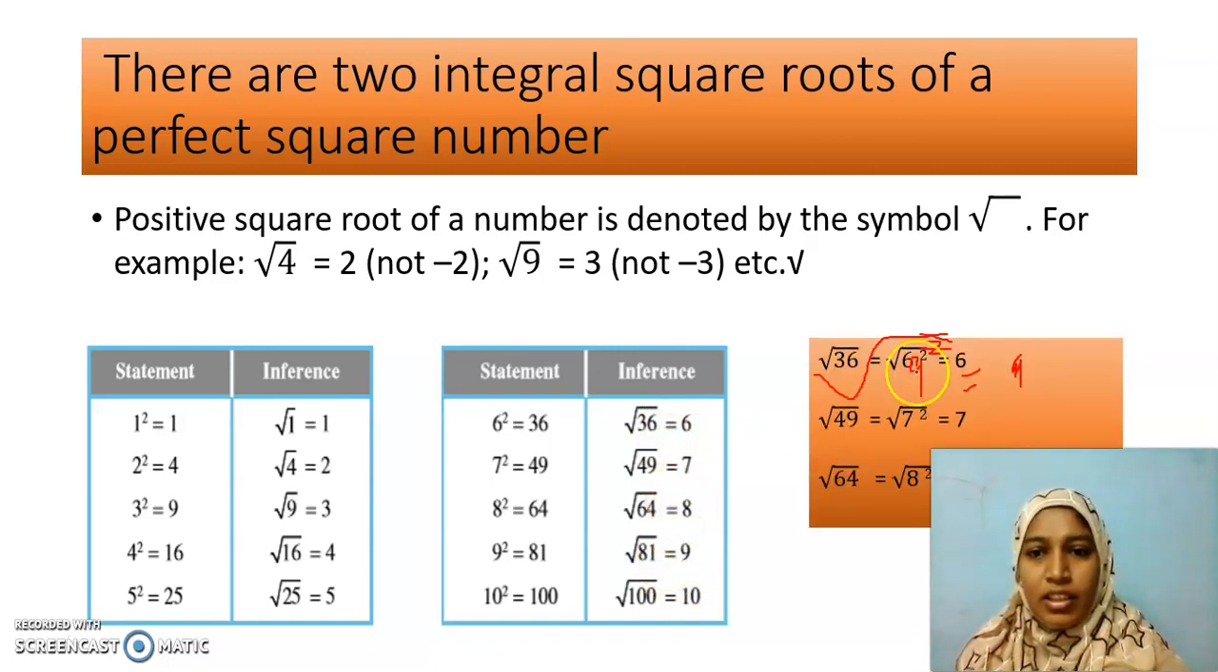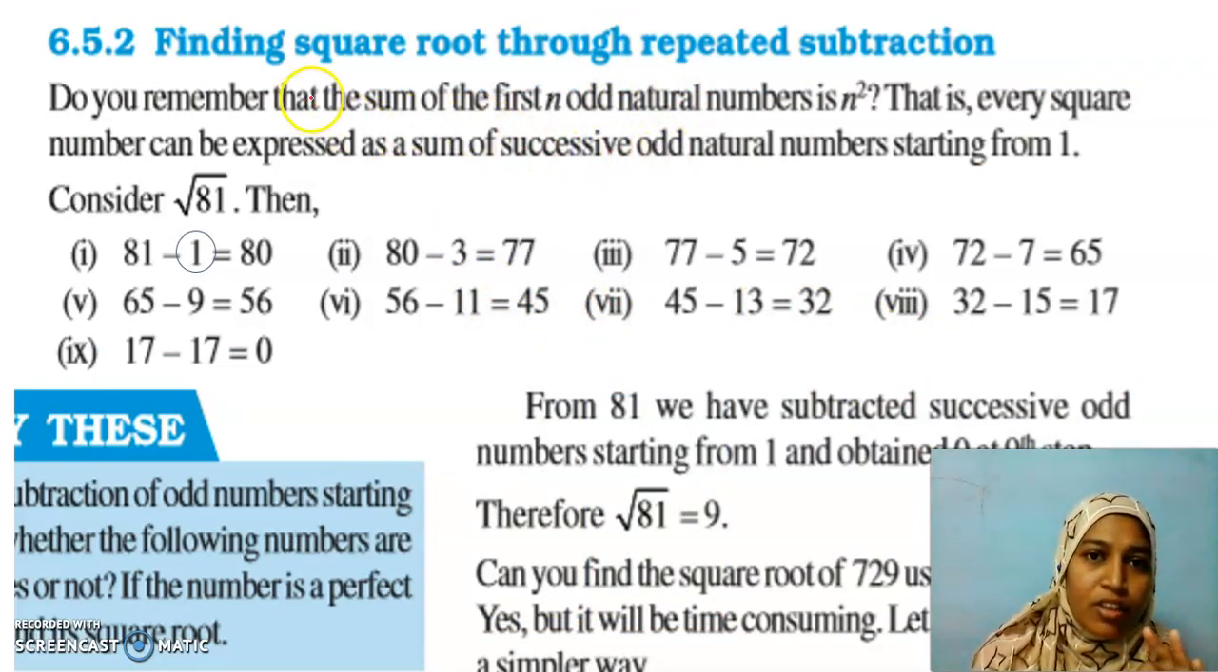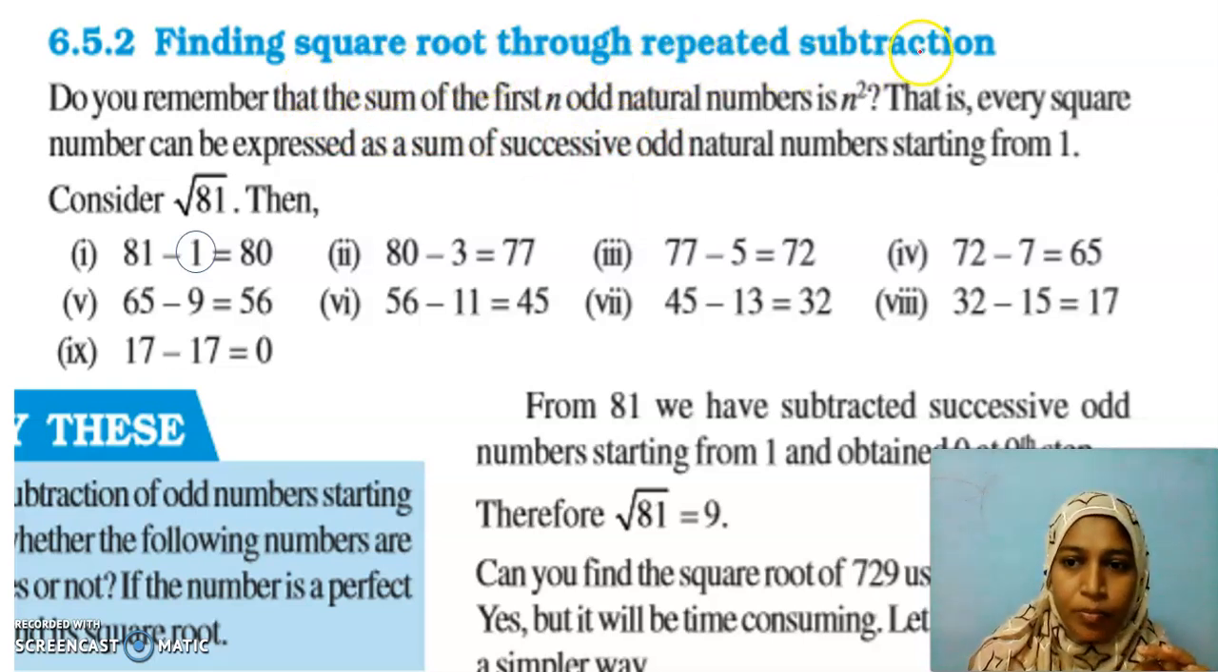Now let us see here. That's what I have written here. 36 squared under the root is equal to 6 squared, which is equal to 6. Now here, how to find the square root? There are 3 methods, my dear children. The first thing is finding square root through repeated subtraction.